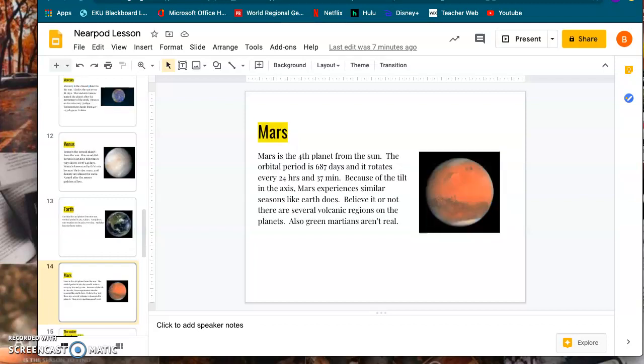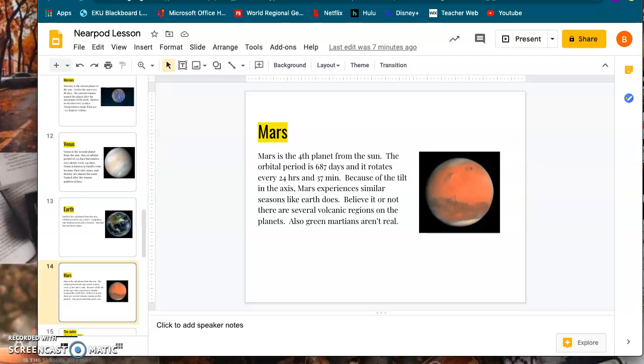Mars is the 4th planet from the Sun. The orbital period is 687 days, and it rotates every 24 hours and 37 minutes. Because of the tilt in its axis, Mars experiences seasons similar to Earth's. Believe it or not, there are several volcanic regions on the planet.